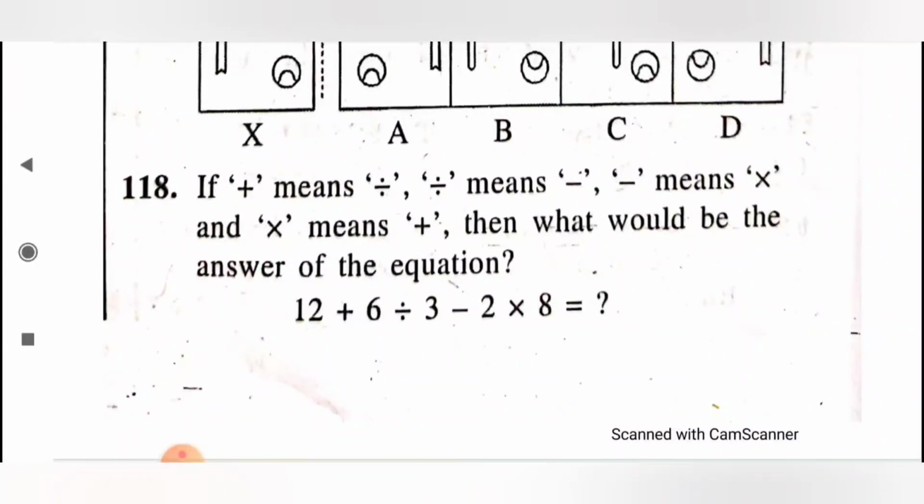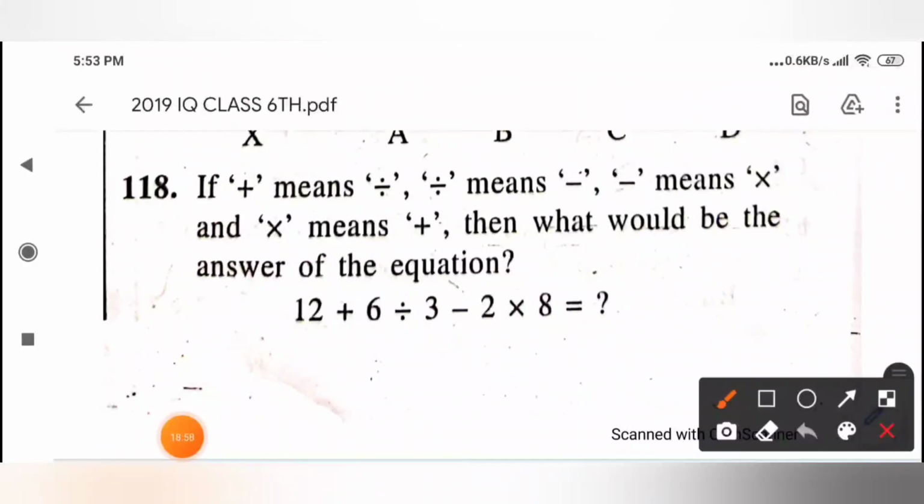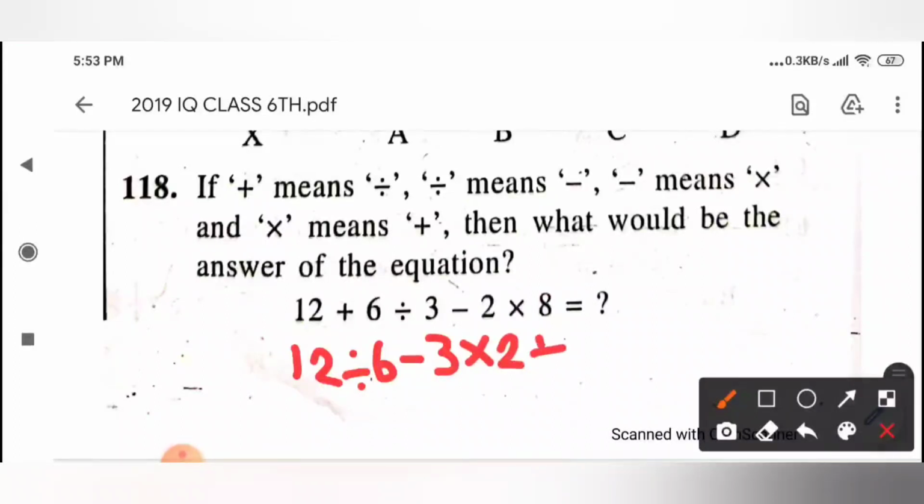Question number 118. If plus means divide, divide means minus, minus means into, and into means plus, then what would be the answer of the equation 12 plus 6 divided by 3 minus 2 into 8? Here we shall first rewrite the equation. 12 plus means what? Plus means divide. 12 divided by 6. Divide means minus 3. Minus means into 2. Into means plus 8.